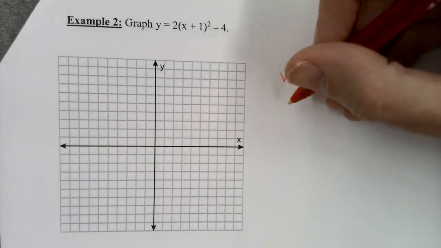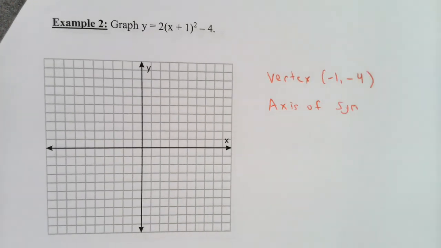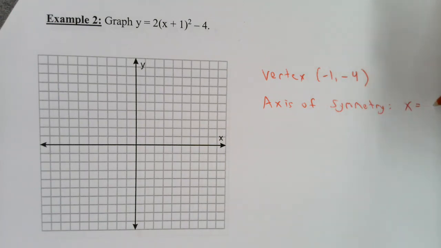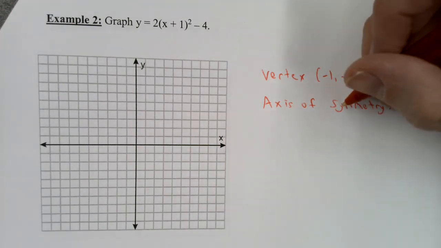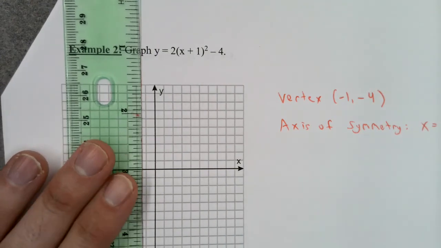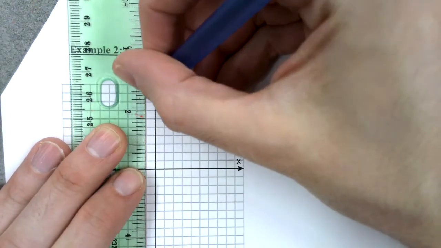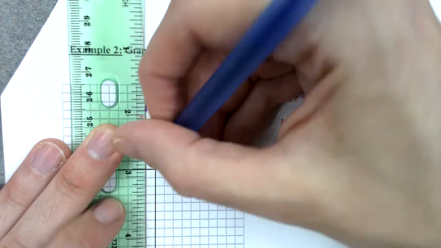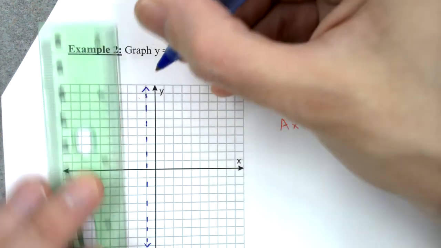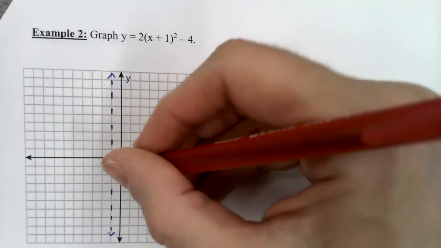And let's get the axis of symmetry right away. Because remember, the vertex is on the axis of symmetry. So if that's my vertex, -1, -4, then the axis of symmetry is just x equals -1. So let's graph each of those. Dashed line for the axis of symmetry. And let's plot the vertex on that line. So -1, -4. Right there.